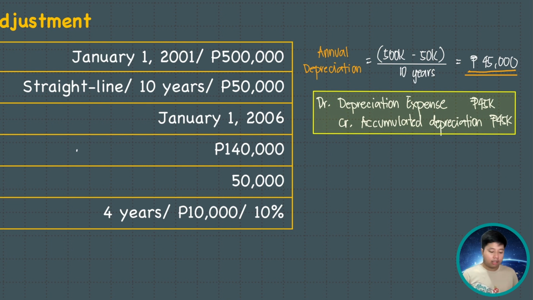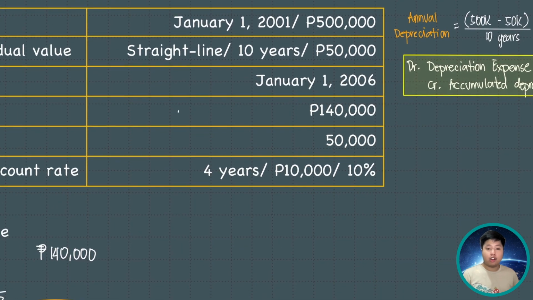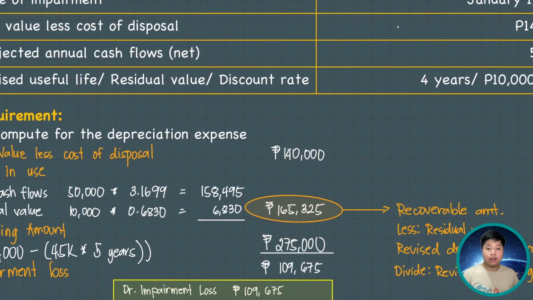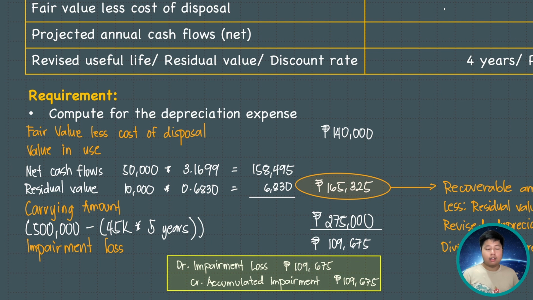According to the problem, the date of impairment is January 1, 2006. We will compare the recoverable amount to its carrying amount. First, for the recoverable amount, let's take a look at the value in use and the fair value less cost of disposal. For the value in use, we will use the present value of ordinary annuity to be multiplied to the net cash flows. For the residual value, we will multiply it by the present value factor.